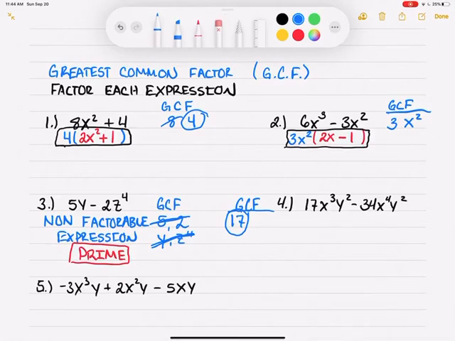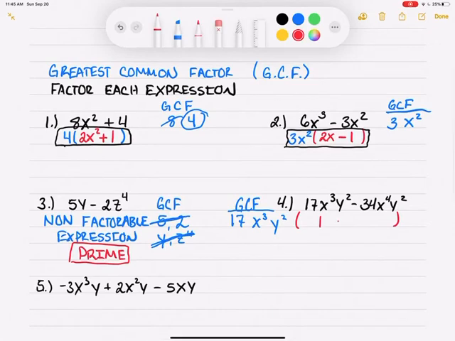For the variables, I have x cubed and x to the fourth. I can divide both of those variables by x cubed because it's the smaller exponent. I also have y squared written down twice, so I know obviously I can take that out as a common factor, meaning my overall greatest common factor is 17x cubed y squared. And if I take that out of this expression, 17x cubed y squared divided by itself is going to be 1. 34x to the fourth y squared, 34 divided by 17 is 2. X to the fourth divided by x cubed is x, and y squared divided by itself is 1, which I'm not going to write down there.